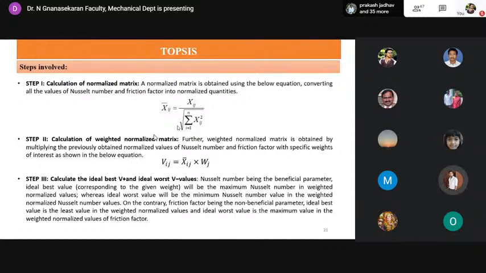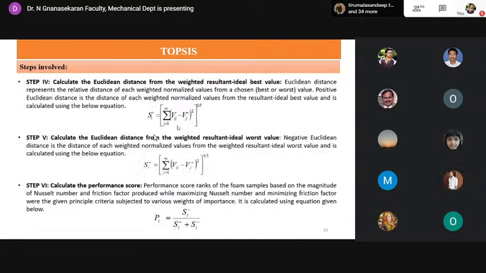So I am going to classify this as beneficial and non-beneficial. I am classifying heat transfer, the Nusselt number, to be beneficial, and the pressure drop to be non-beneficial. In beneficial, I want more value of Nusselt number. In non-beneficial, I want very less value of pressure drop. And then I am going to calculate the Euclidean distance from the best and worst solutions. So that is treated as Si plus and Si minus.